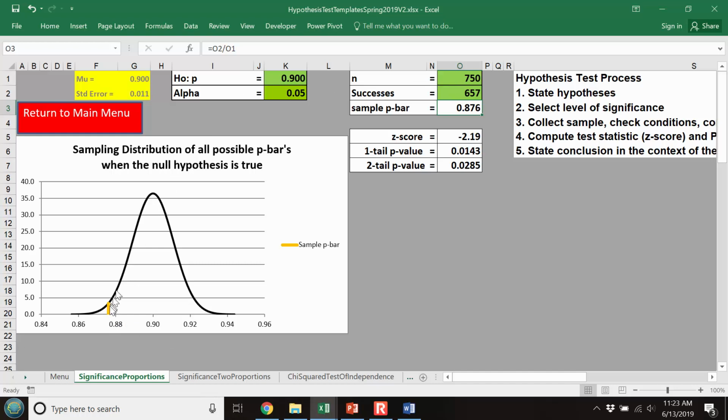If it's still 90% out of all of our samples of 750, and the null hypothesis were true, we would expect this range of possible p-hats. We got this particular p-hat. Well, what's the probability of getting that p-hat or further away? Now in this case, our alternative hypothesis just said not equal. So further either way actually lays into the problem. So we look at the two-tailed p-value, and it says that it's 2.85%.